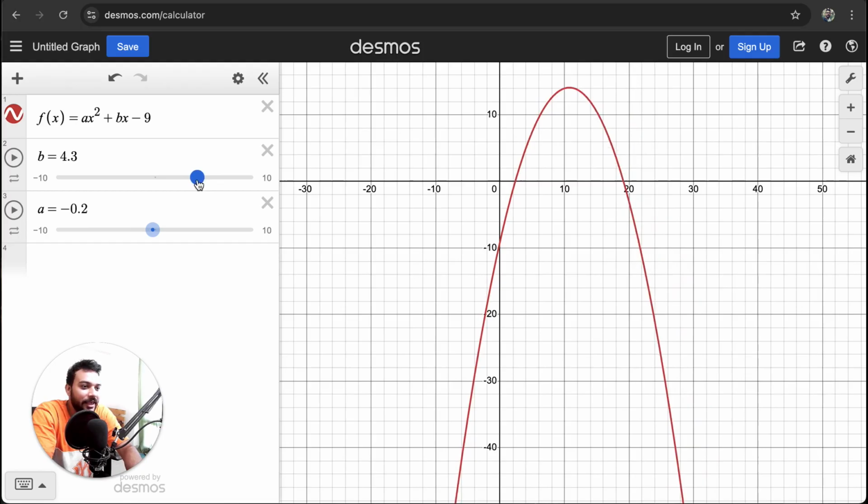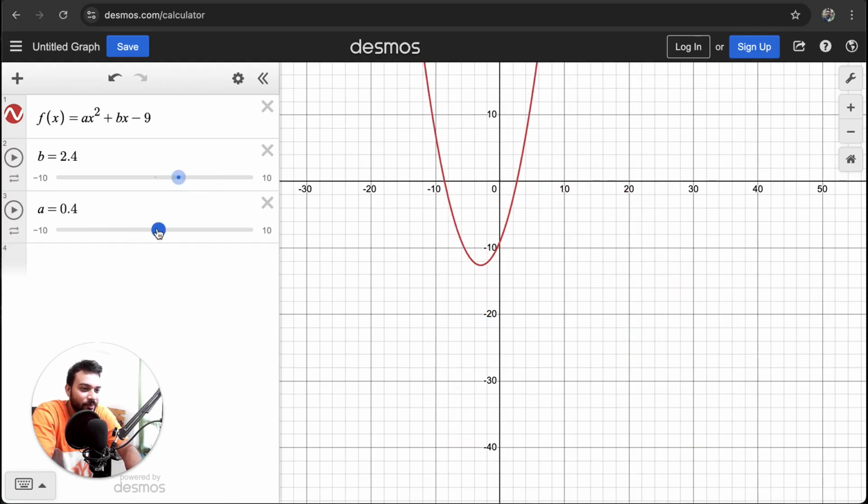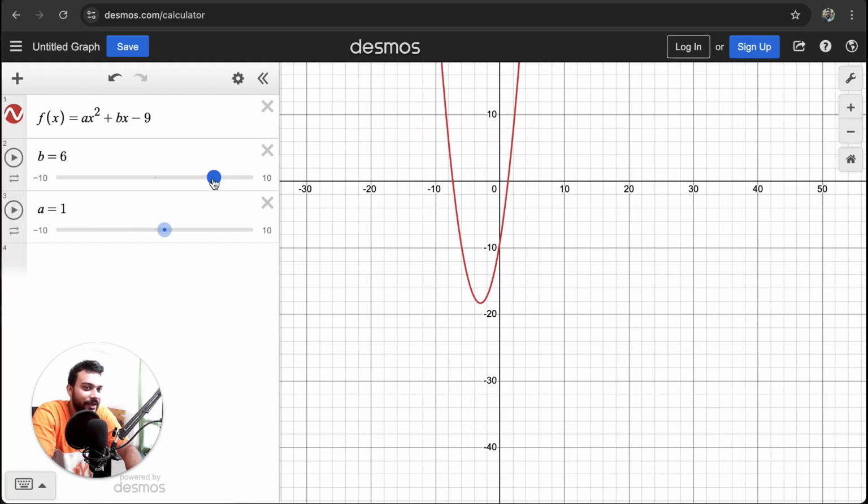Okay, now keeping the b same, I increase the a. The moment I increase a, the nature of the graph changes. It becomes a parabola opening upwards. Now let's increase the b. As I increase the b, the graph is going down. Basically the vertex of it is going down. Okay, similarly we can take any number of sliders to see the nature of curves.